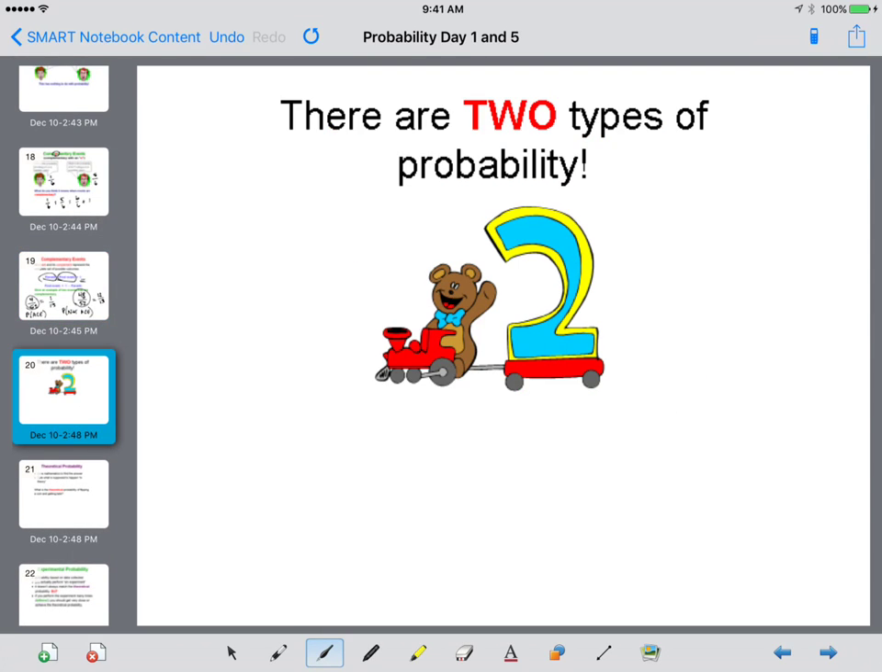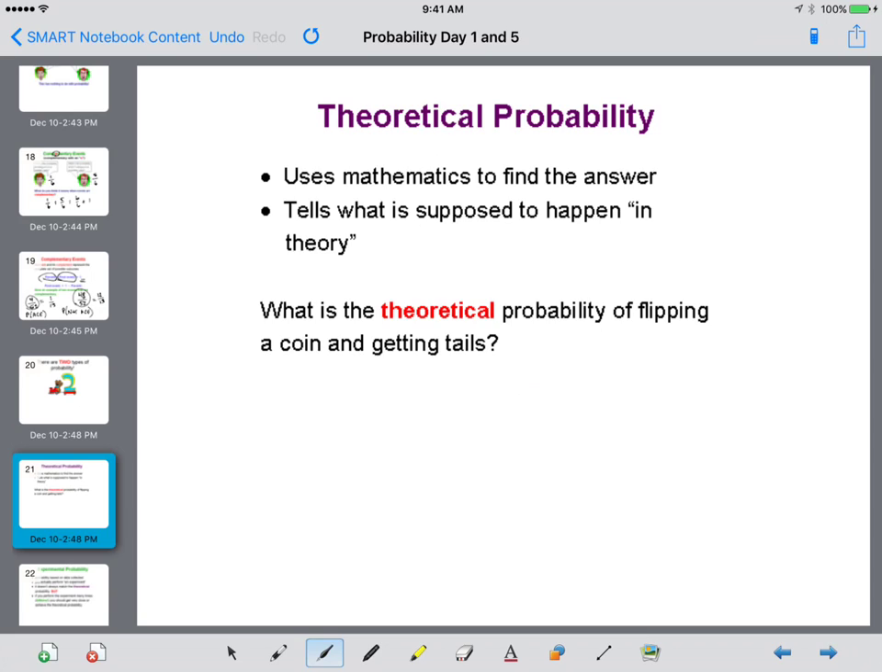2 types of probability we want to focus on here. We have theoretical probability. This is where we use the math. So we just use the math to figure out some probabilities there. It tells what's supposed to happen in theory. So for example, what's the theoretical probability of flipping a coin and getting a tails?